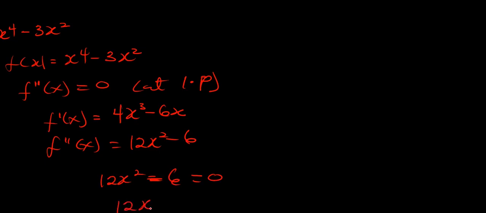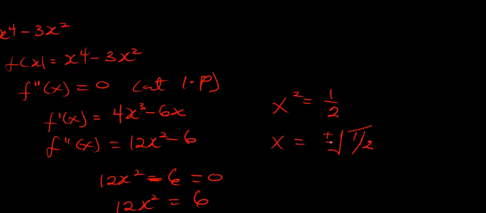So 12x squared is going to be 6. Dividing both sides by 12, x squared is going to be half. So x will be the square root of half, plus or minus. So the points of inflection are x equals plus square root of half and minus square root of half.